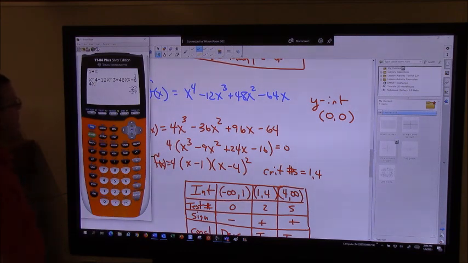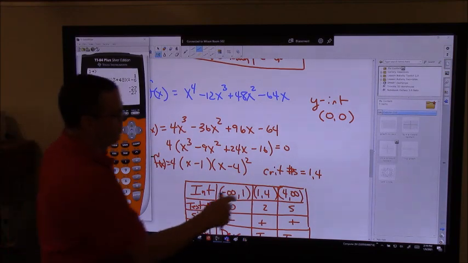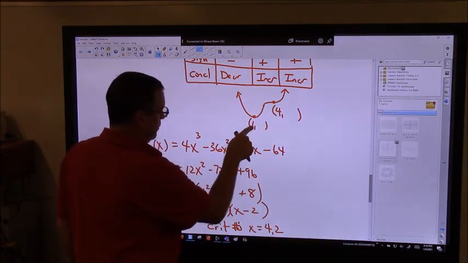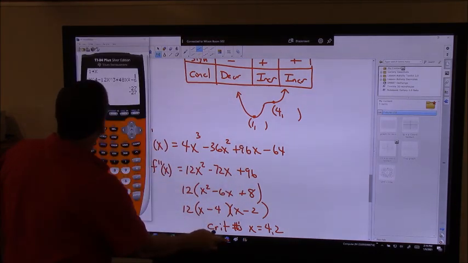So I hit enter, and I got negative 27. So that's this point right here. Did I say negative 27? Yes.